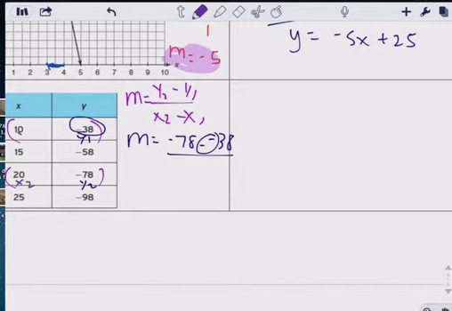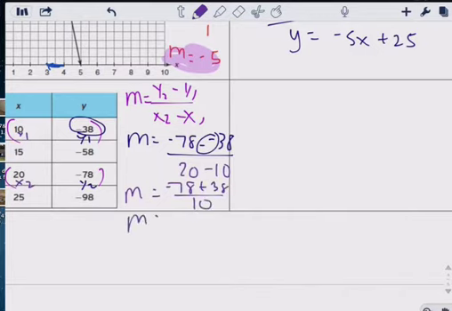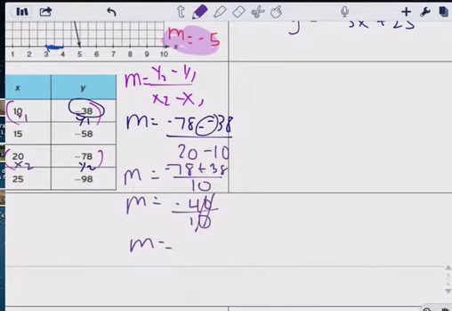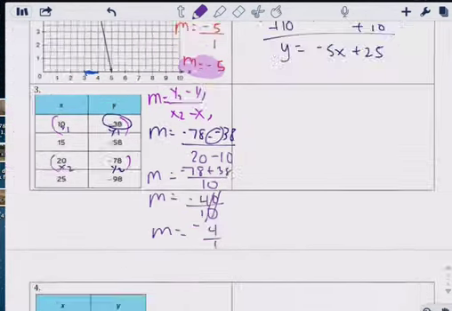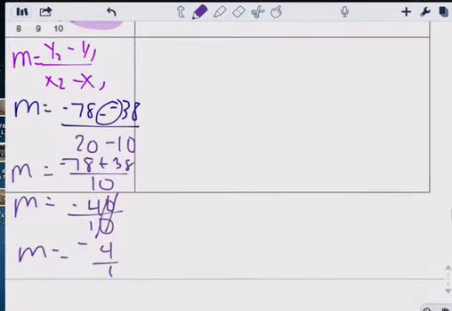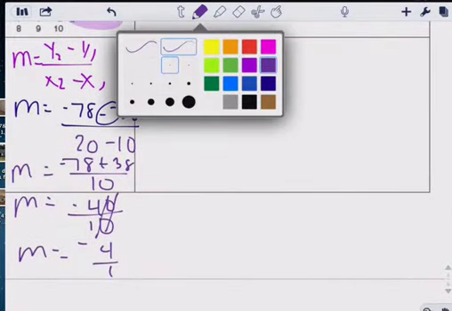And then the bottom one is easy. So that's x2, x1 is 20 minus 10. M equals negative 78 plus 38 over 10. M equals negative 40 over positive 10. So M equals negative 4 over 1. So my slope is negative 4 over 1. Okay.